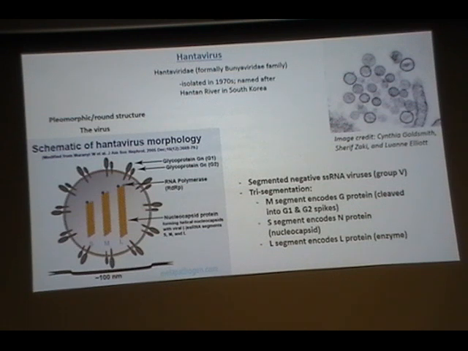Hantaviruses were named after the Hantan River in South Korea, where they were originally described. These are segmented negative-stranded RNA viruses. And they have 3 segments, and each segment makes a protein. And so they're pretty simple in terms of their basic structure. But they can cause a lot of problems.